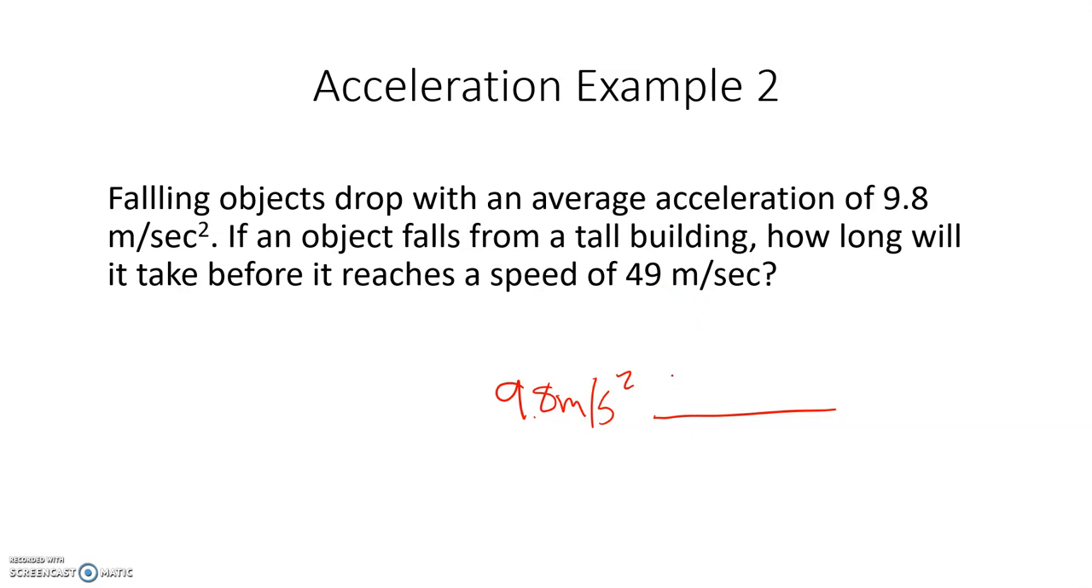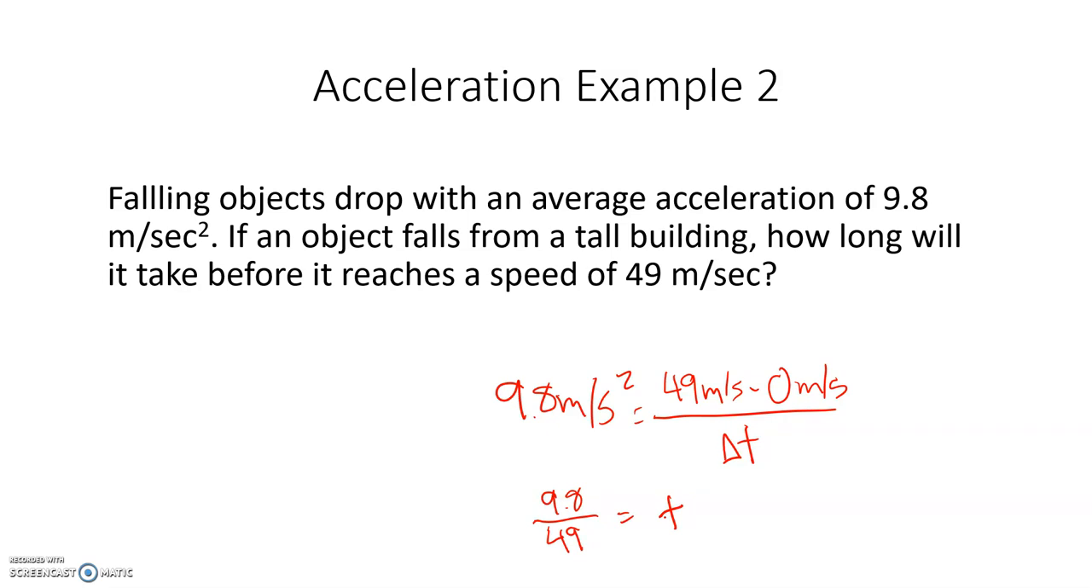So what I would need to do is take 49 meters per second. That's my velocity. I'm saying that it's starting off at 0, and then I am trying to figure out how long it will take. So this is my change of time. In this particular case, I would need to take 49 and divide it by 9.8. Sorry, I'm losing my units. And that will give me my time.